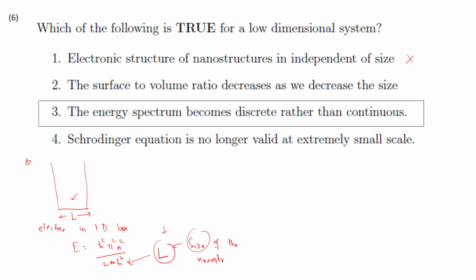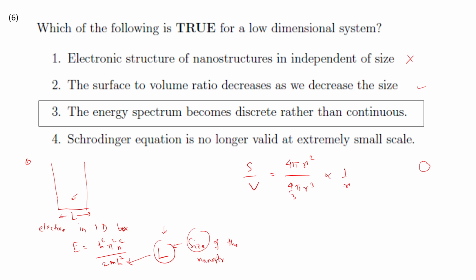The surface to volume ratio increases as we decrease the size. So surface to volume, consider the case of a sphere, let's say. For any particle, this statement is true. With respect to a sphere, the surface is 4πr² divided by 4/3 πr³. So this goes as 1 by r.